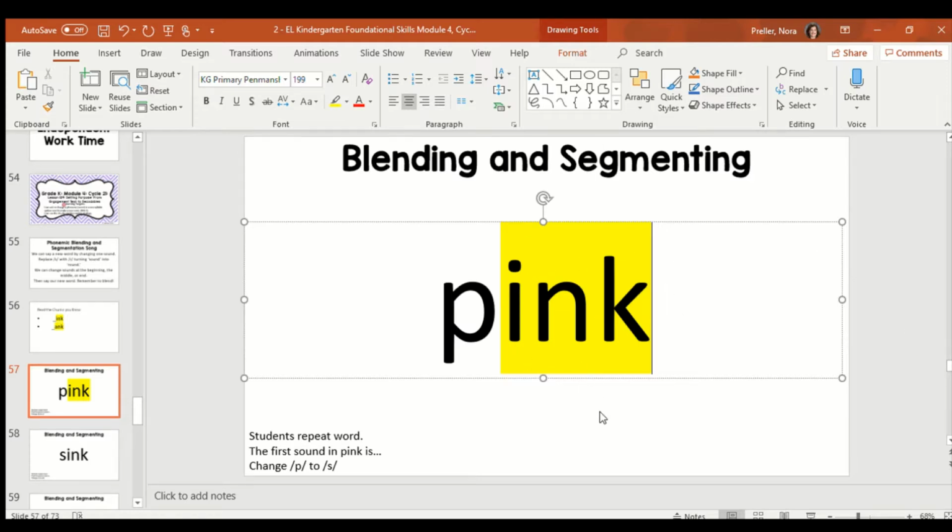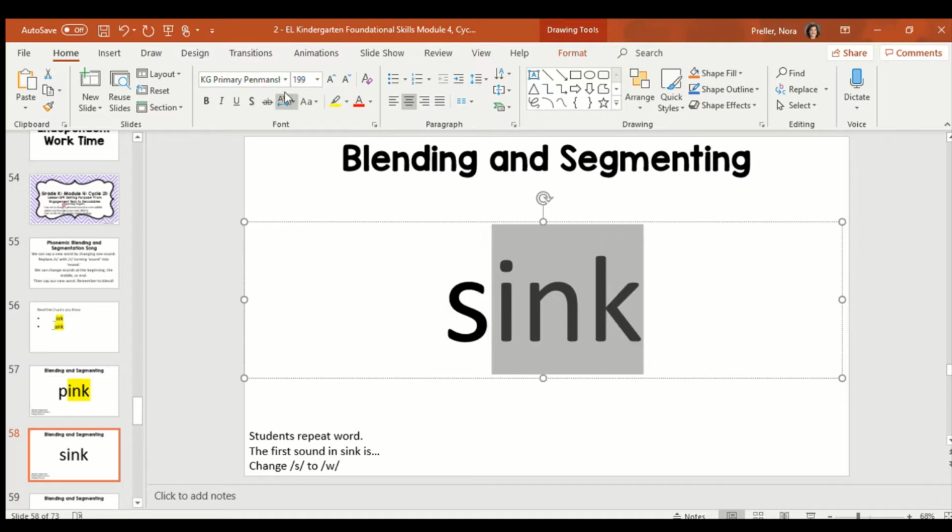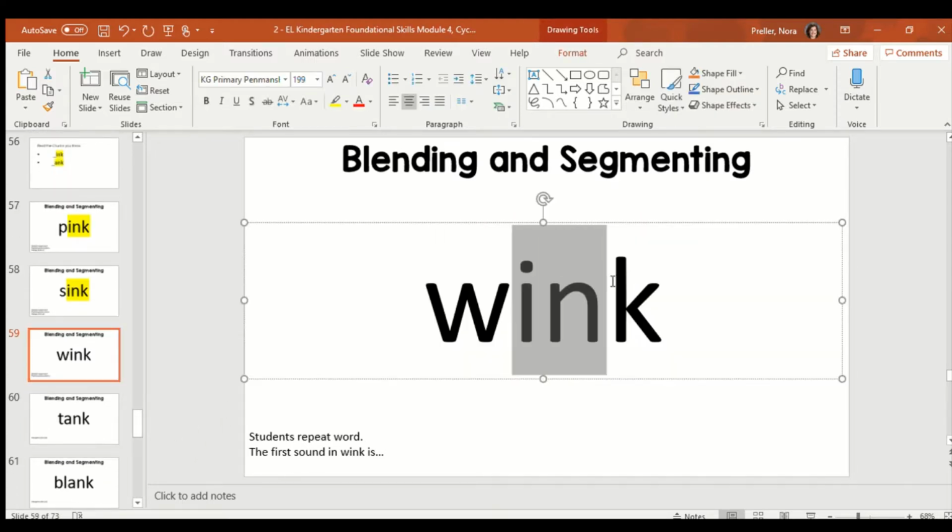Now we're going to change the p in pink to s. So let's read the chunk we know. We've got ink, sink. Were you able to do that fast because you read the chunk you knew? Good job. Now we're going to change the s in sink to w. So again, we see that chunk we know. We've got w, ink. Did you hear wink? Nice job.